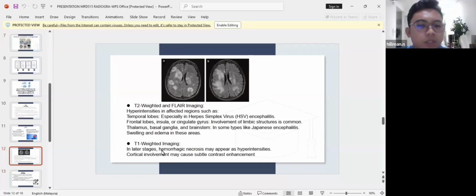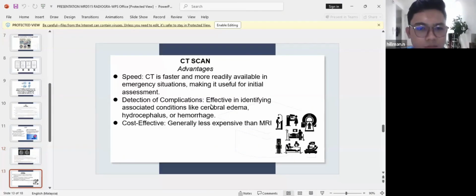T1 weighted imaging. So in later stages, hemorrhagic necrosis may appear as hyperintensities like this. Cortical involvement may cause subtle contrast enhancement. Okay, moving on to CT scan.